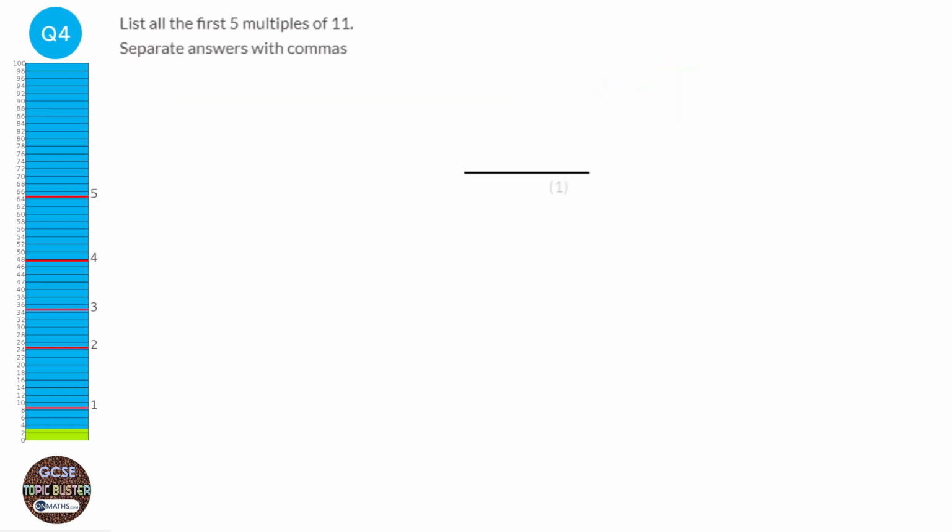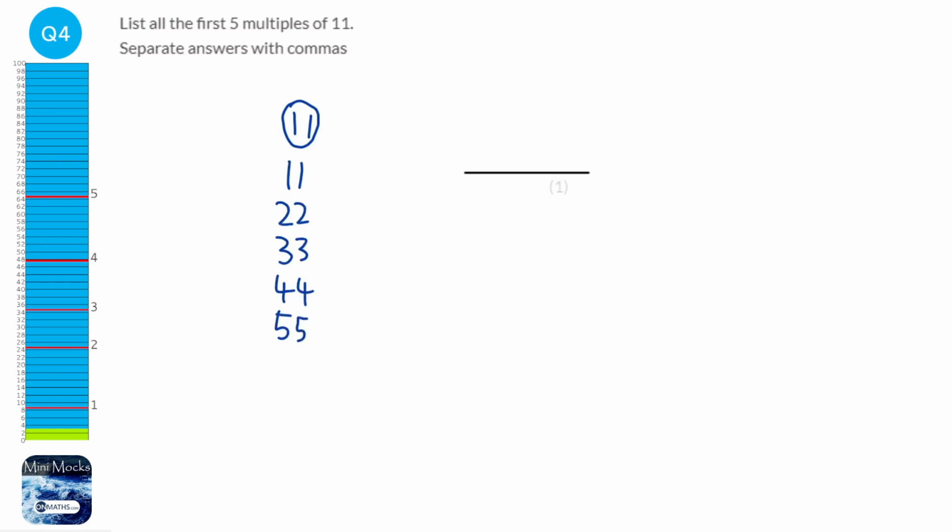Multiples are just a number's times table, so to write the multiples of 11, we're just going to do 1 times 11, 2 times 11, 3 times 11, 4 times 11, and 5 times 11. We're not going to do any more because it says it just wants the first 5, so I'm going to write those down in a list with commas separating them.